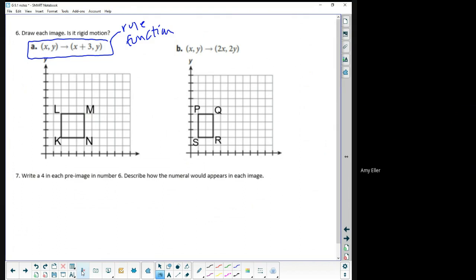Here's what it means. It means you're going to take every x and you're going to add 3. Then you're going to take every y and keep it the same. I'll show you how to do that. Let's all start with point L. Please write down L. We'll write down the coordinates. The coordinates of L are (2, 5).